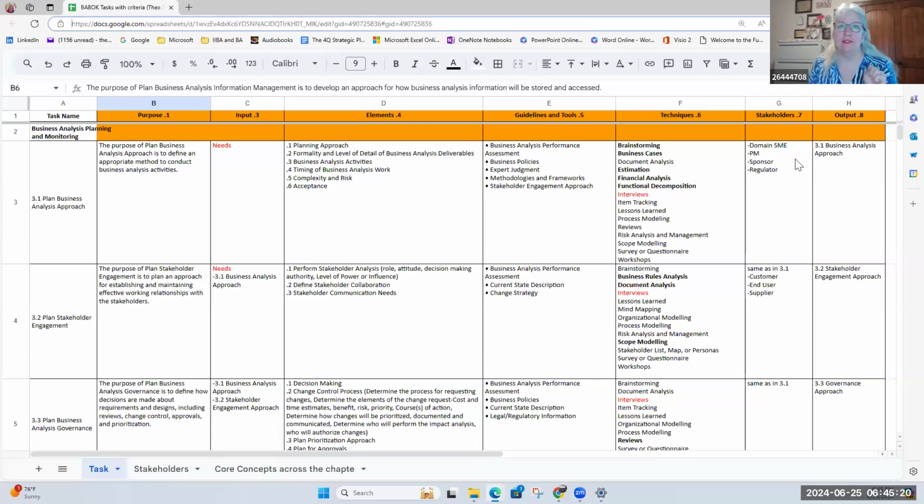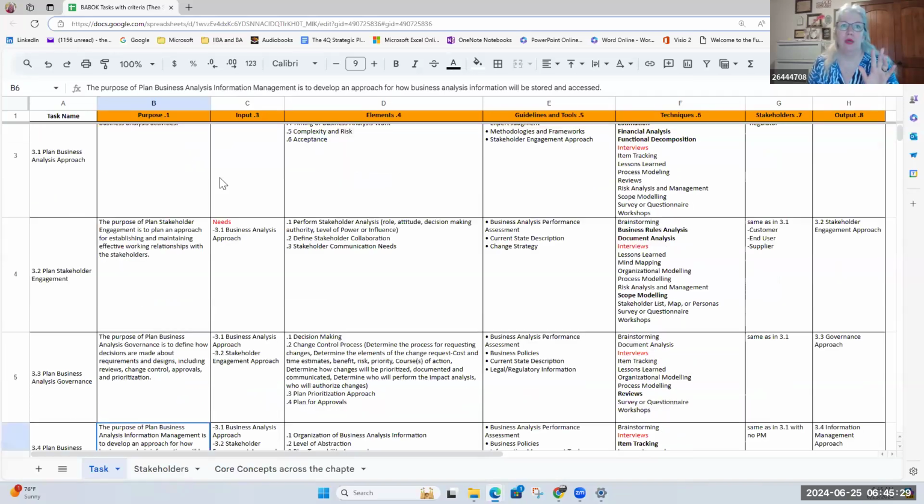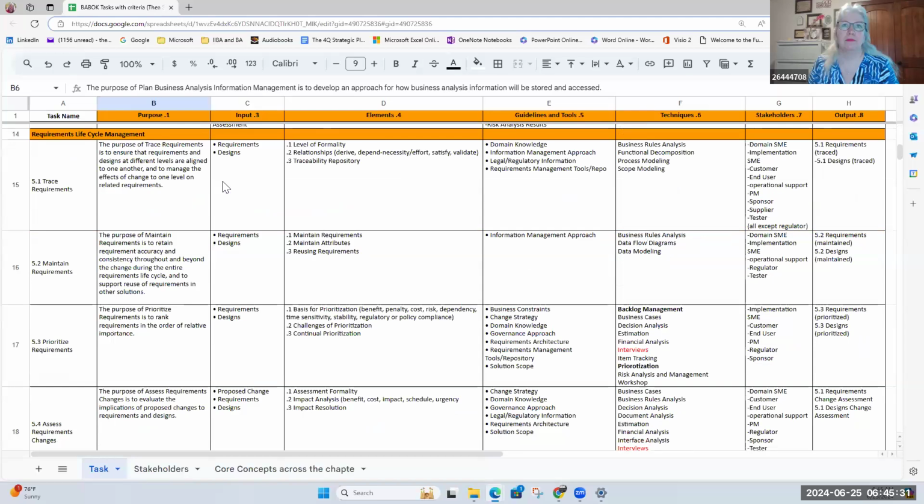The reason that this is valuable, folks, is because you look at it this way and you see it differently than you do in the BABOK. For instance, I'm going to go down to chapter 5 here. Looking at chapter 5, you see here's the task, here's the purposes. But if you look at it this way, you see that requirements and design are in every single task. You don't realize that whenever you're just trying to study through the book. This way, you can look at it and go, oh, if it doesn't have requirements and designs in it, it can't be one of the right answers.